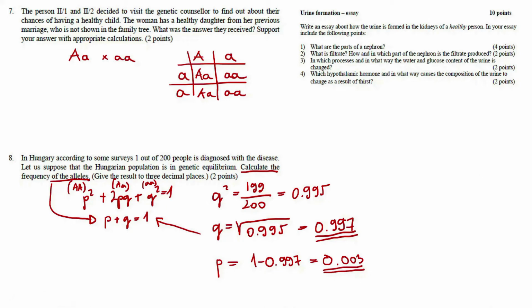And finally, the essay type question, urine formation. Write an essay about how the urine is formed in the kidneys of a healthy person. In your essay, include the following points. What are the parts of a nephron? What is filtrate? How and in which part of a nephron is the filtrate produced? In which processes and in what way the water and glucose content of the urine is changed? And which hypothalamic hormone and in what way causes the composition of the urine to change as a result of thirst?